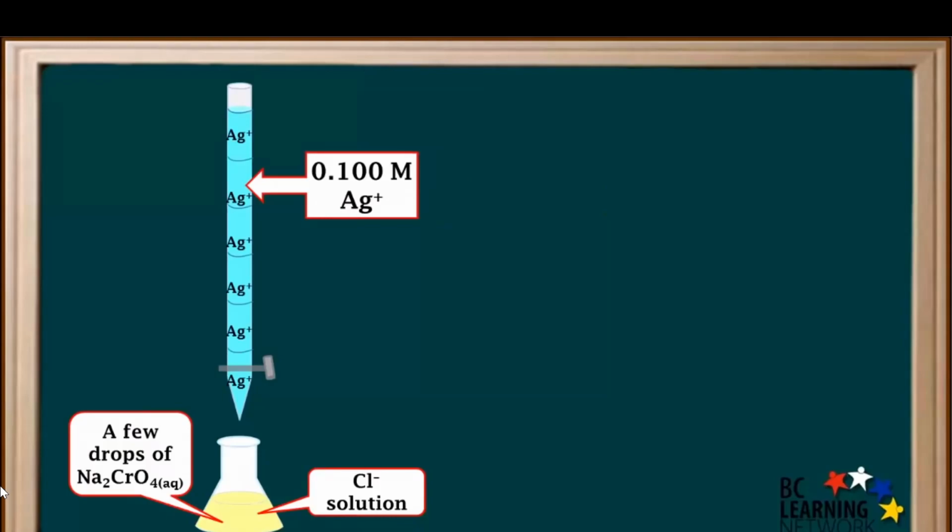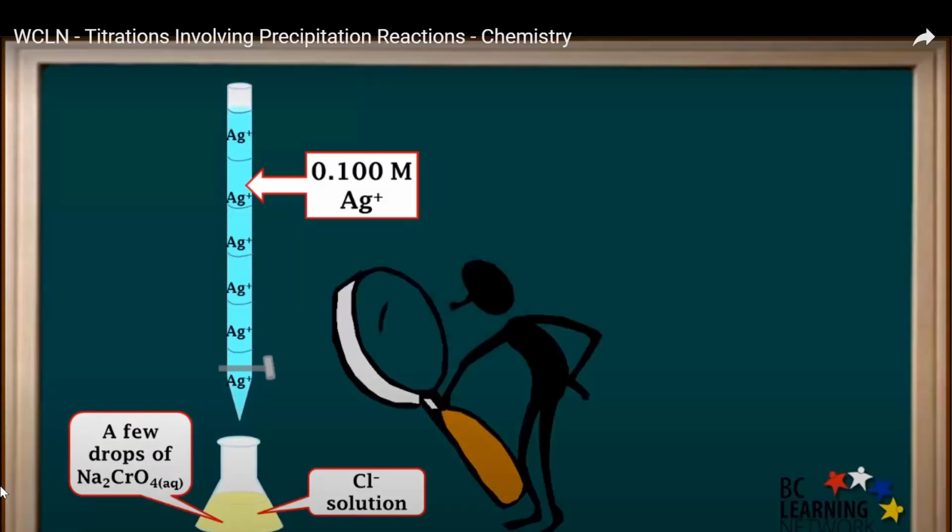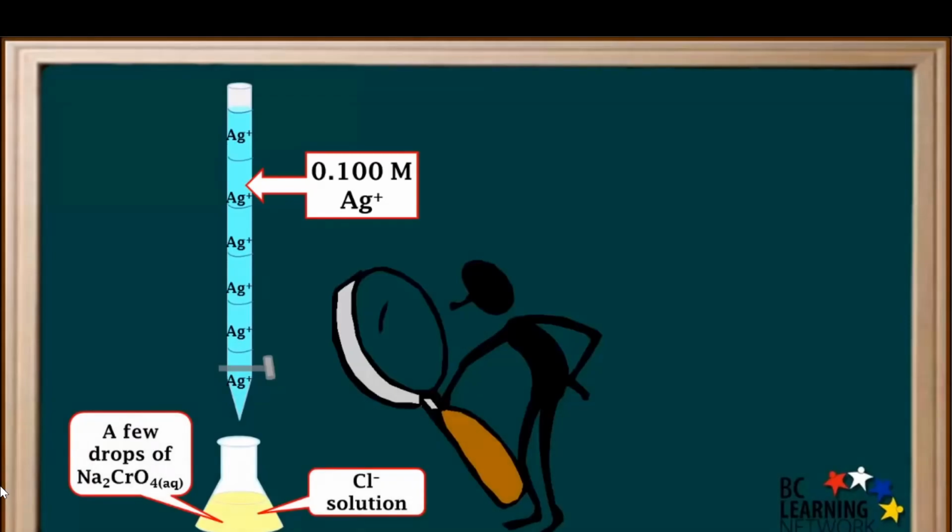So you can think of the solution in the burette as a source of Ag+, or silver ions. In a titration, we briefly open the stopcock. The solution in the burette drips into the flask, bringing Ag+ ions with it. What will Ag do with Cl? Form a precipitate. Let's take a closer look at what happens in the flask as silver ions are added to it.